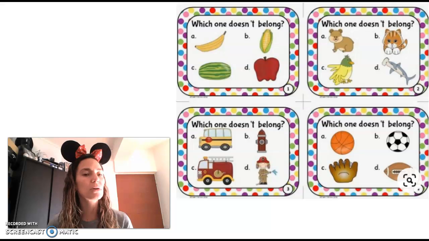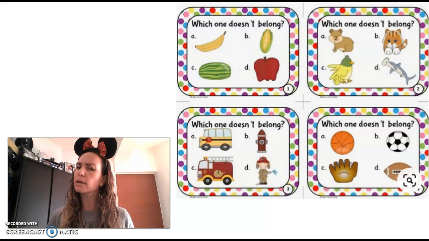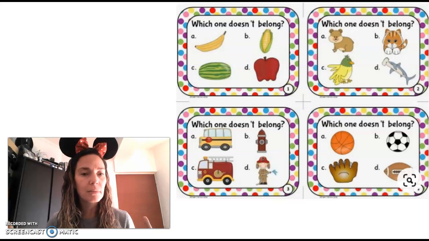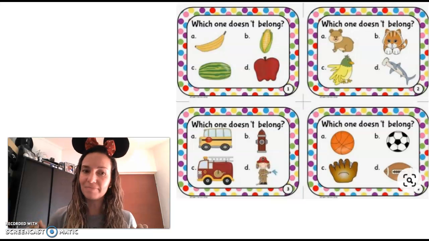Today, we are going to be talking about what belongs or not belongs to a group. But before we start with that, let's sing our banana song.